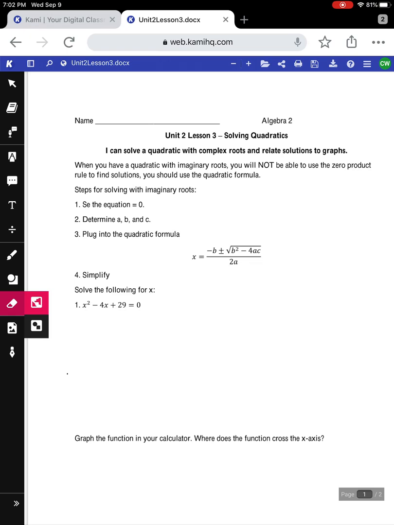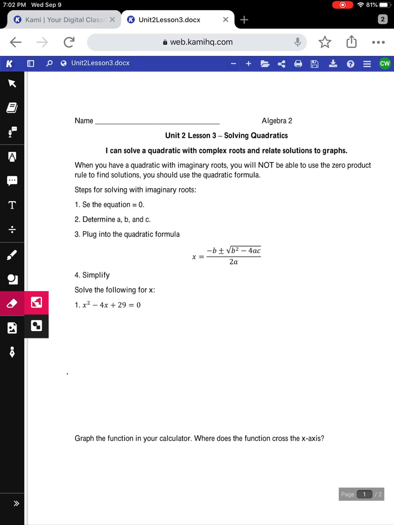Unit 2, Lesson 3, Solving Quadratics. I can solve a quadratic with complex roots and relate solutions to graphs. When you have a quadratic with imaginary roots, you will not be able to use the zero product rule to find solutions. You need to use the quadratic formula.